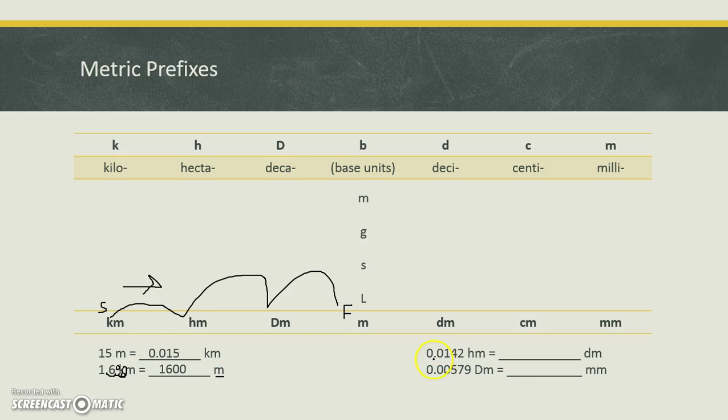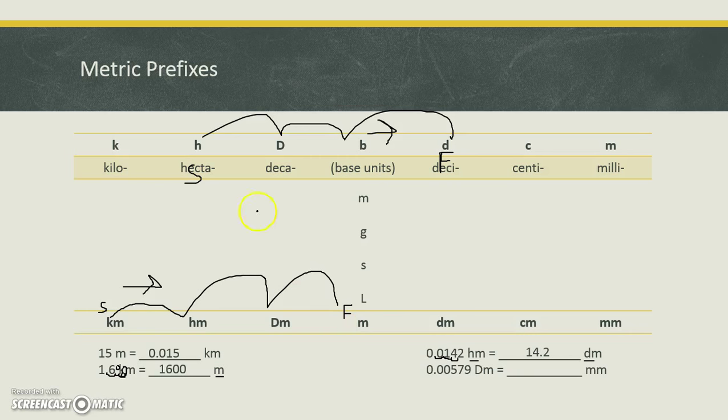All right, on the next one, we're starting with hectometers, and we're going to decimeters. So we're starting at the H, and we're going to the little d. Okay, so we're going to move over 1, 2, 3 times. Look, 3 more again. And we went in which direction? Well, we went to the right. So we're going to move this over 1, 2, 3 times, and we end up with 14.2 decimeters.